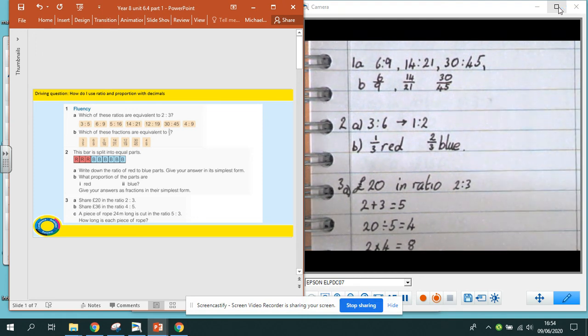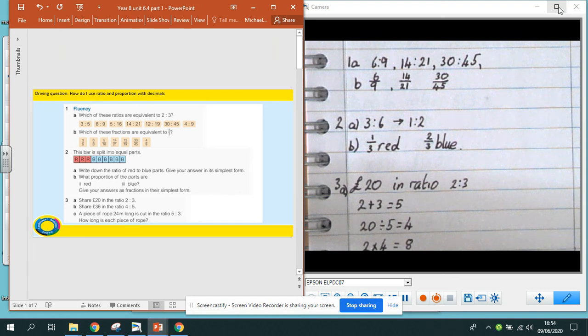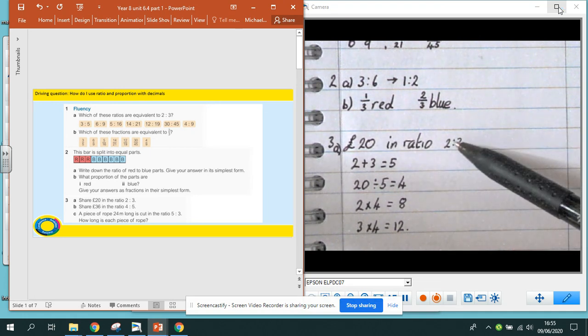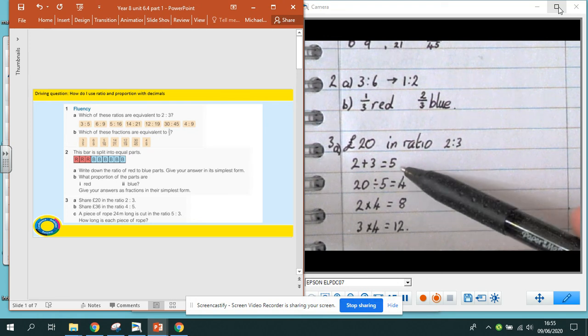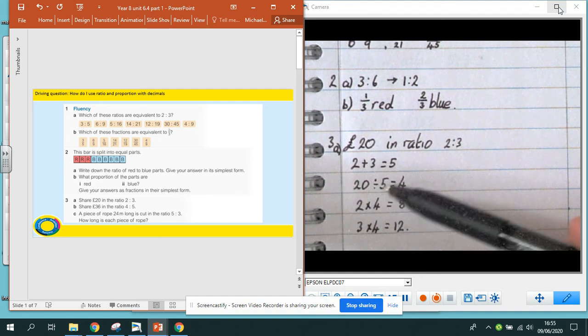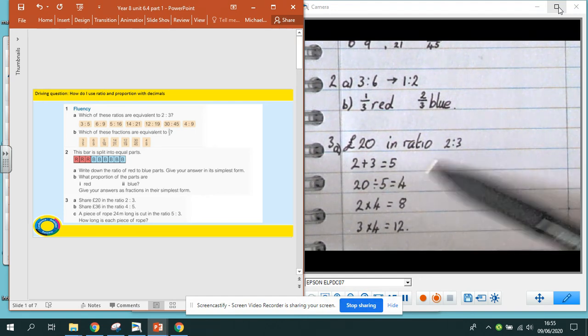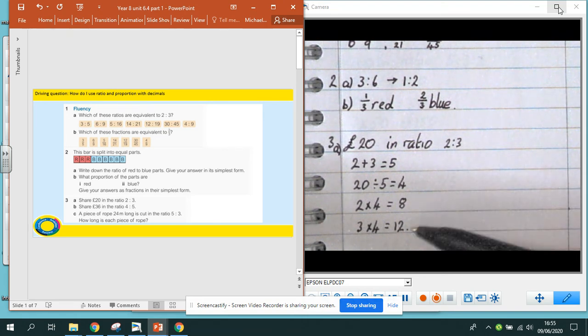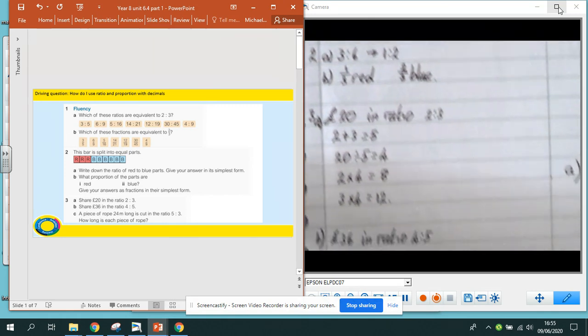Share £20 in the ratio of 3 to 2. So we start off with our £20. We add the 2 numbers in the ratio together. 2 plus 3 makes 5. So altogether there are 5 shares. What's each share worth? Well, each share is worth 20 divided by 5, which is 4. So one person gets £8, the other gets £12. If you add those together, you get 20, which checks that that answer is correct. So those were the numbers we were looking for there, 8 and 12.